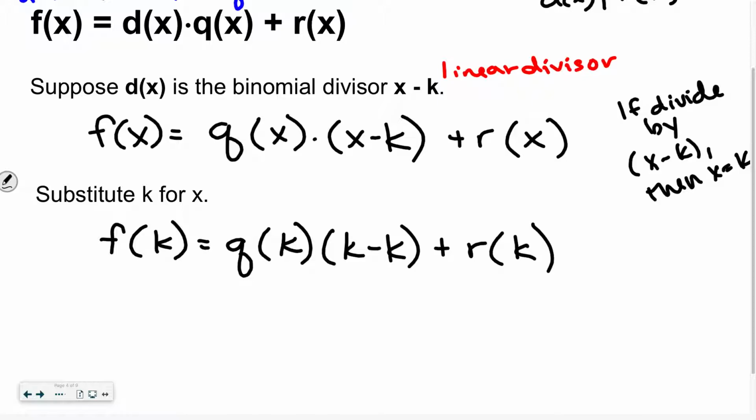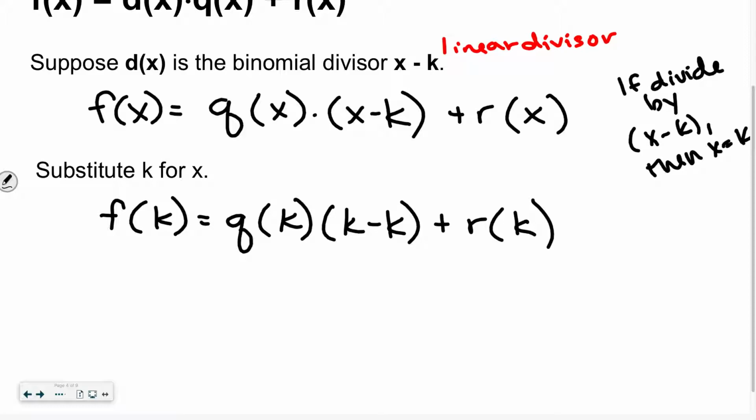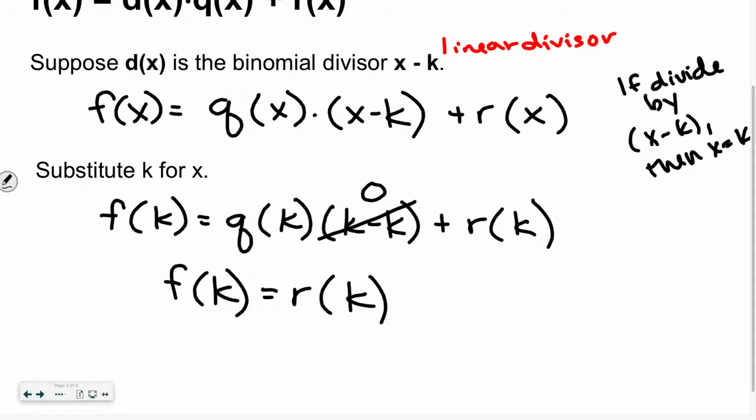What happens to k minus k? It actually turns to 0. And then what happens to q of k times 0? It's just 0. So what I really end up with is f of k equals your remainder, if you're dividing by x minus k. And this is the remainder theorem.